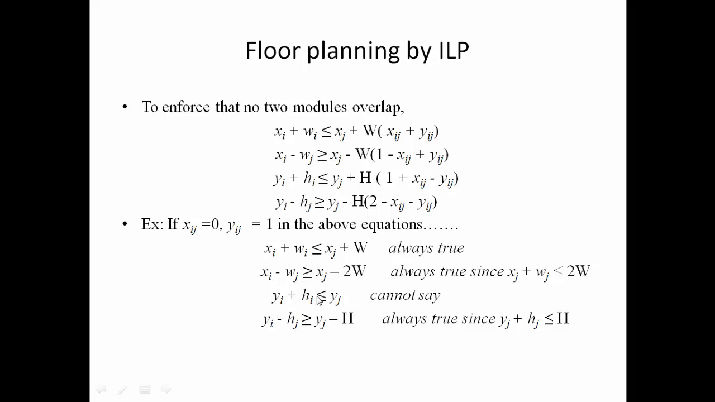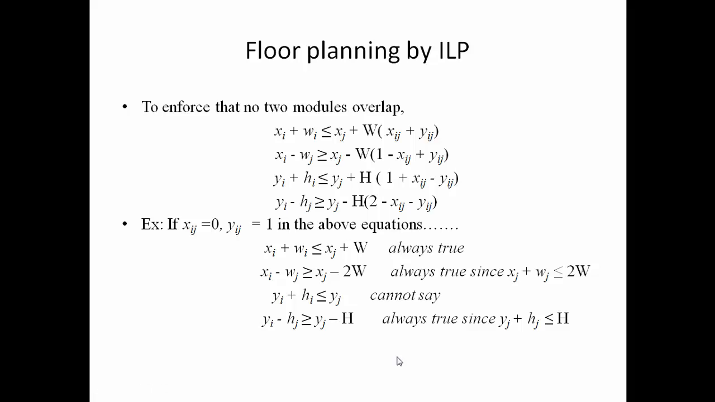Now yi plus hi is lesser than yj, you cannot say. So this is the condition actually being enforced for the 0 1 case. And the last case, of course, yi minus hj greater than yj minus H. This is always true, because if you bring it this side, it says yj plus hj is lesser than H plus yi, which is always true, because for any module, the y coordinate plus the height of that module is always lesser than the total height. So yj plus hj lesser than H plus yi is always true, as it's shown here.